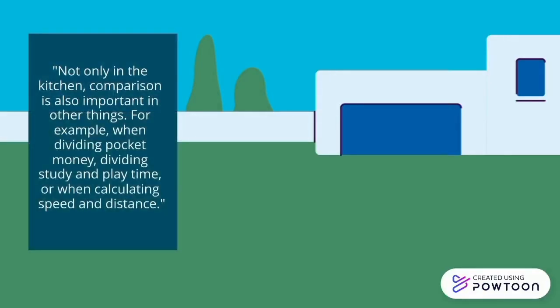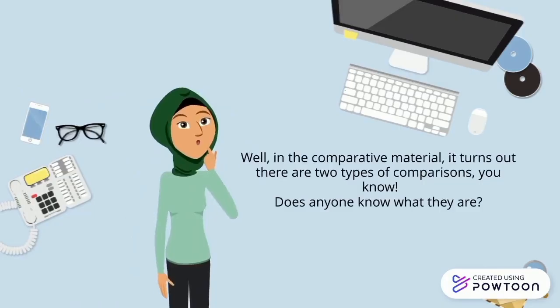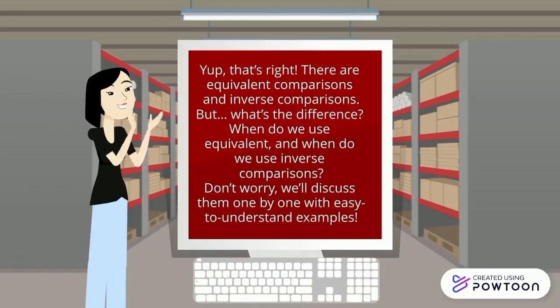Not only in the kitchen, comparison is also important in other things. For example, when dividing pocket money, dividing study and playtime, or when calculating speed and distance. Well, in the comparative material, it turns out there are 2 types of comparisons, you know. Does anyone know what they are? Yup, that's right. There are equivalent comparisons and inverse comparisons. But what's the difference? When do we use equivalent and when do we use inverse comparisons? Don't worry, we'll discuss them one by one with easy to understand examples.